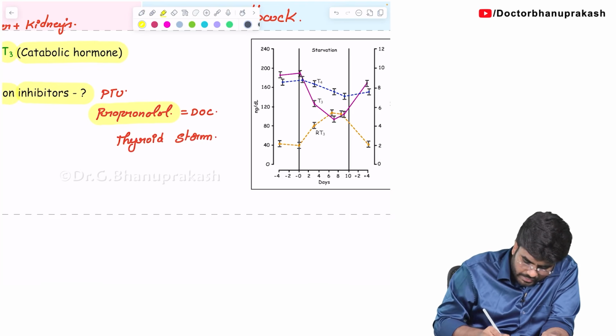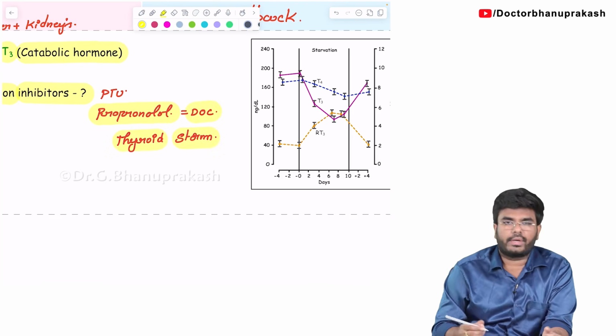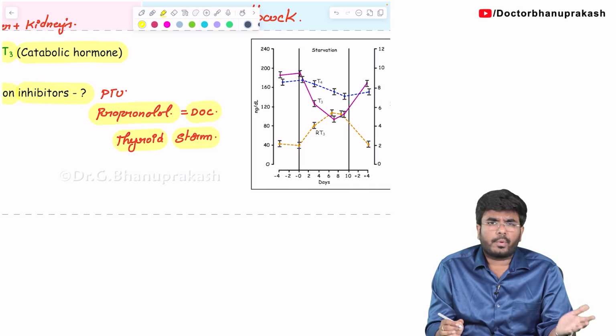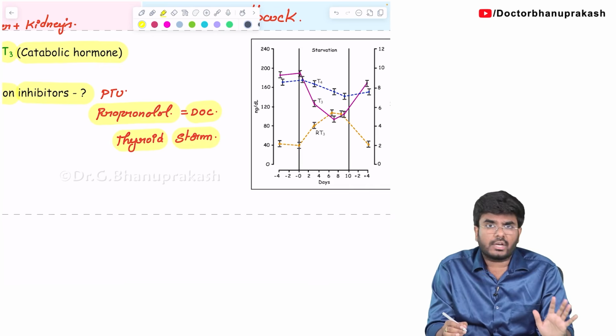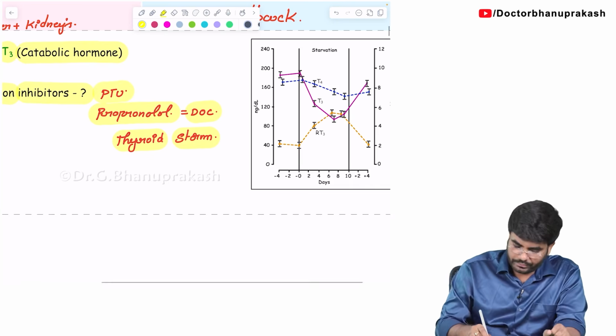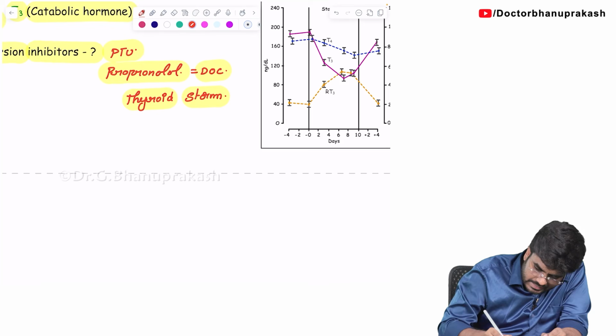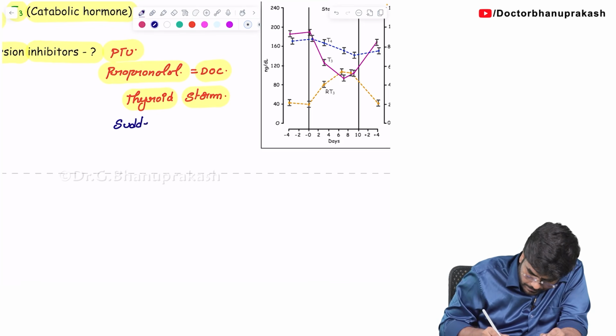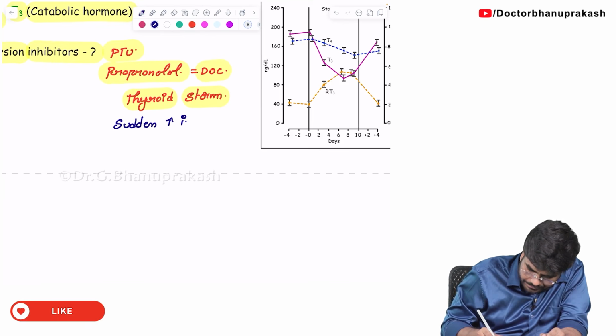Now students will start to have a doubt: sir, what exactly is this thyroid storm? Whenever there is a thyroid storm, we will use propranolol as a drug of choice. Of course, you can use propylthiouracil also. But what exactly is this thyroid storm? Thyroid storm means a sudden increase in thyroid hormones in the blood.